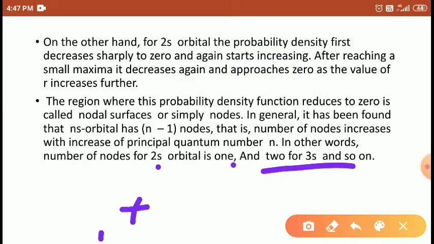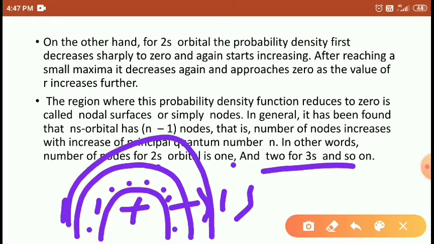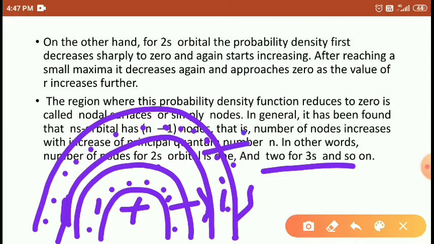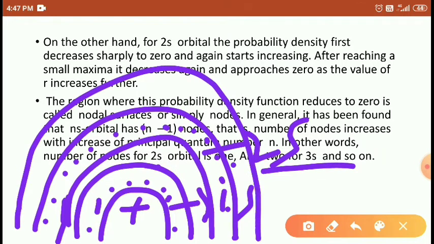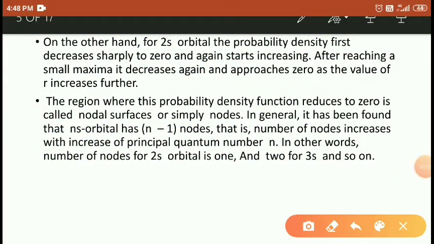The nucleus, and electrons are available here. This is 1s. Again there are no electrons here, the first node. Again electrons are available in this region. This is 2s. Again there are no electrons here, then electrons are available again. So tell me students, how many nodes are present in 3s? In 3s, two nodes are present. Let me show you the graph.